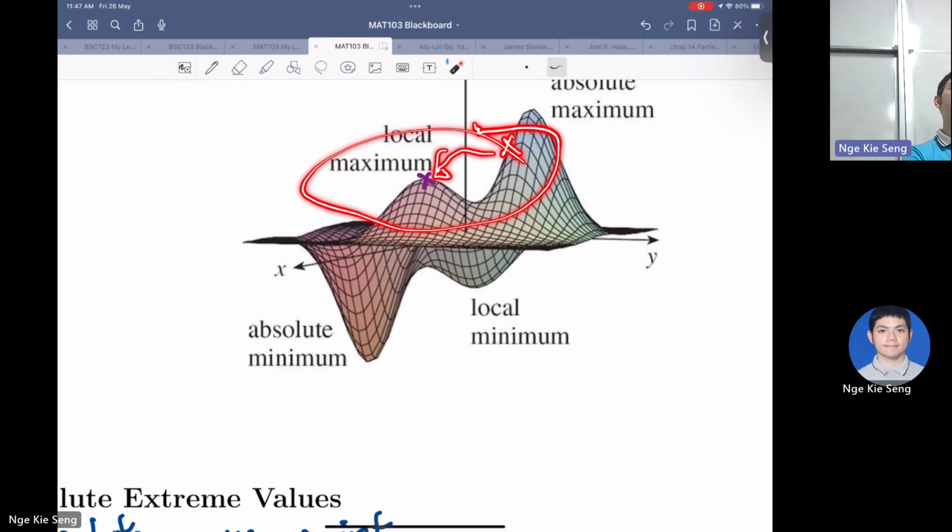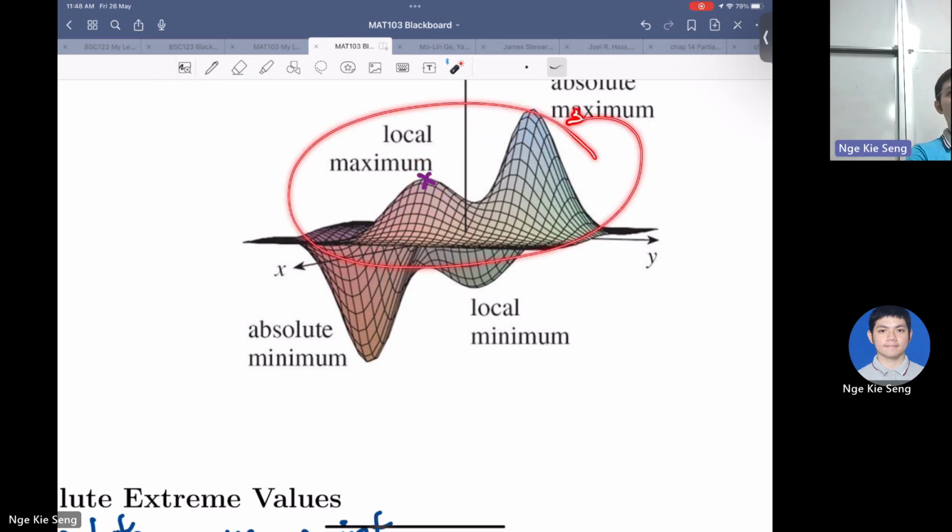But remember, this definition just says there exists. It doesn't say for all. As long as you can find a small enough neighborhood such that it is the maximum for all the values, then it is a local maximum. So you don't go and pick the big one, because the big one might have another value which is greater. You just pick one that is small enough. There exists means you need to find at least one. One is enough.